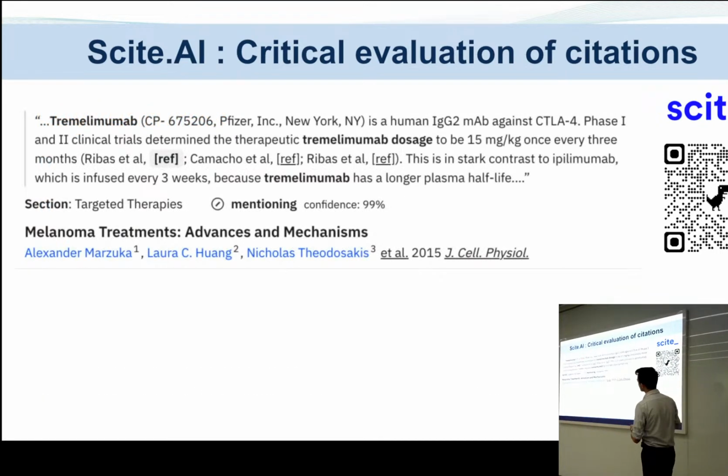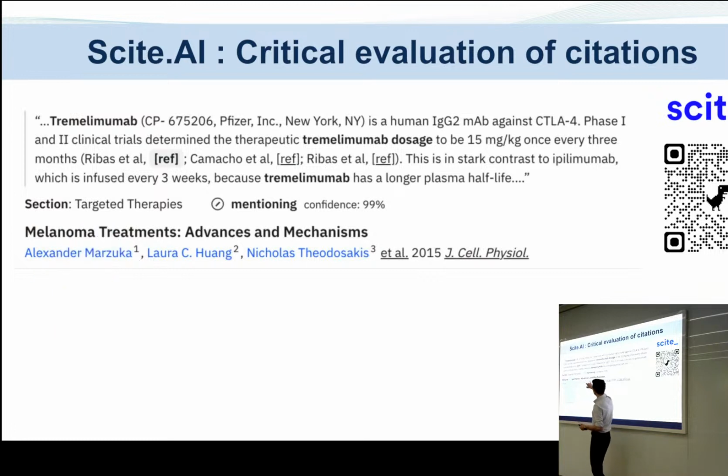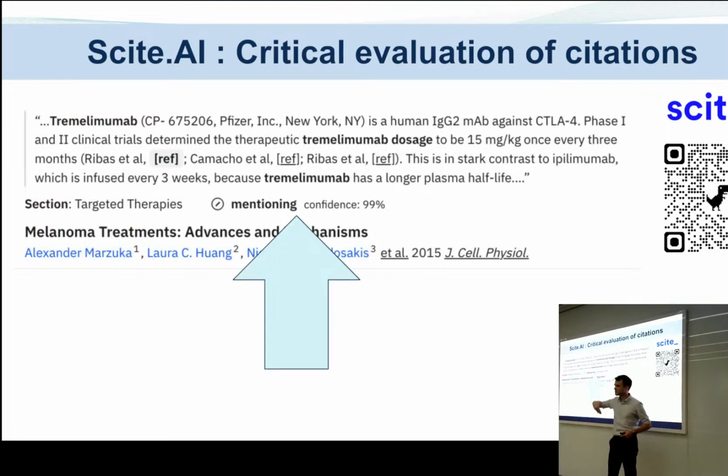Here's an example. Basically you would ask, hey, this citation, melanoma treatments, advances in mechanisms, how was that used? And it tells you the section, it's in the targeted therapy section, and then it tells you it's just mentioning it. It's a part of the process. It's not a good argument, it's not a bad argument, not a counter-argument, it's not the methodology. They're just mentioning past research. That's how it's used. I like that a lot. I think that's really clear, really clean.